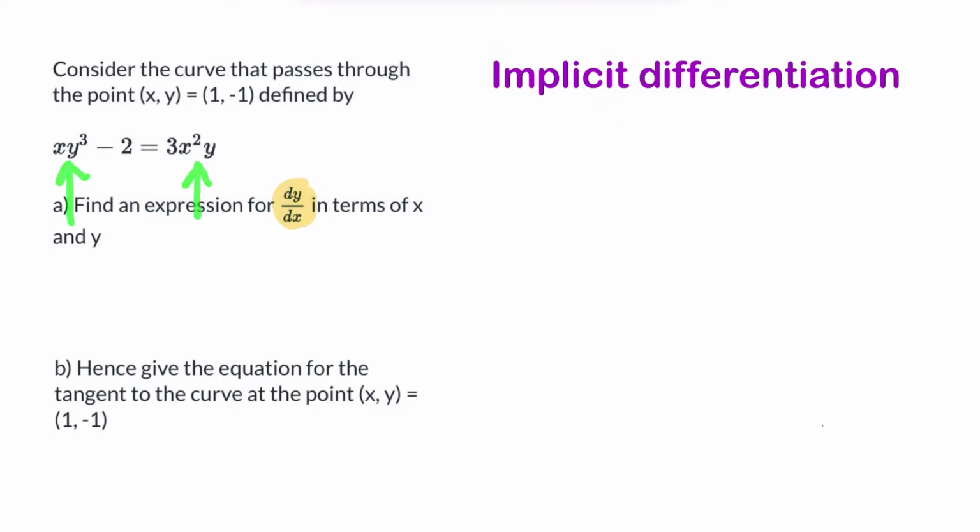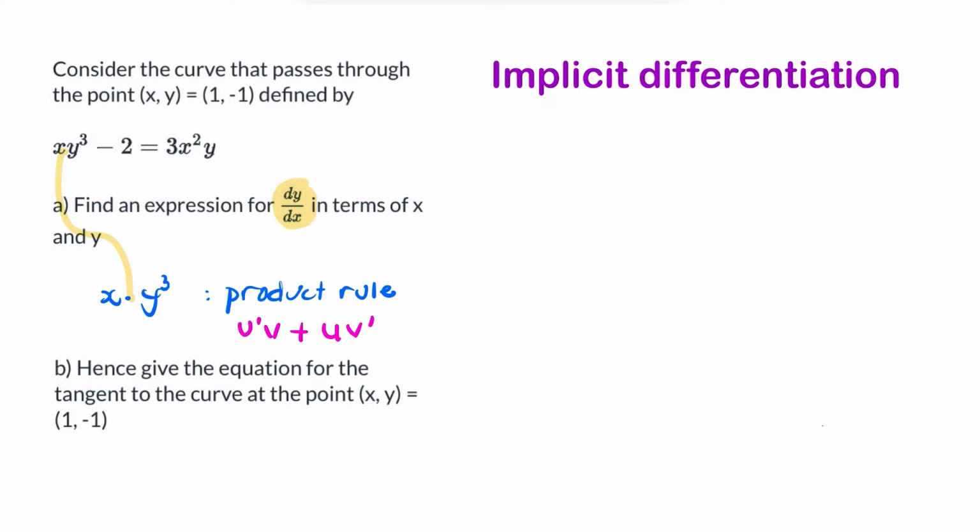So the first thing we're going to do is to differentiate xy cubed. It looks like it's a product of x and y cubed, so we're going to use the product rule. I need to differentiate x and differentiate y cubed separately. The product rule, remember, is u dash v plus u v dash. So I'll differentiate each term separately.